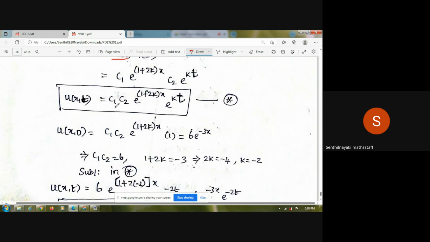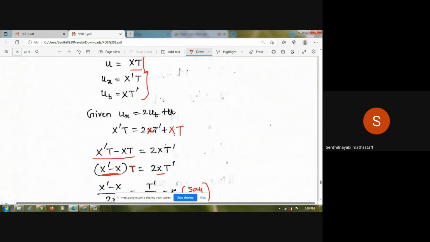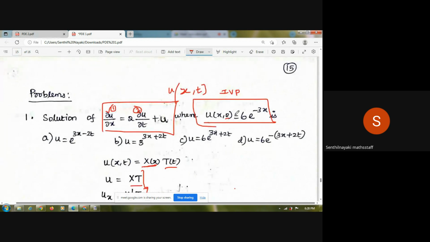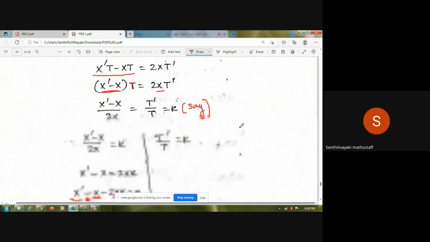Now we have to find out the integrating constants c1 and c2. For this purpose, we are going to substitute the initial value. Already I have mentioned this is the initial value because the time t value is 0. If time equals 0, then we usually say that is the initial value. They have given in the question itself the initial condition u of x comma 0 equal to 6 e power minus 3x. Now we are using that condition.